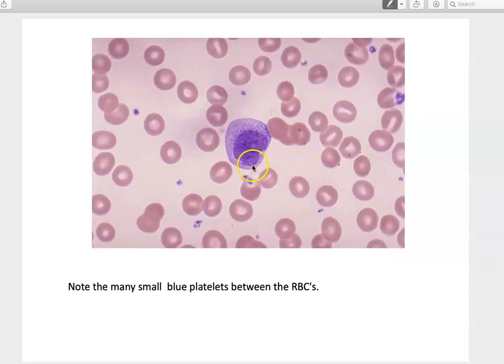Here's another big guy with this C-shaped, or maybe this is what they call a kidney-shaped nucleus. Pay no attention to the granules. Looks like granules in the back here, but those are not granules. This is a monocyte. He has no granules in his cytoplasm. But the other thing to look at on this slide is, what are all these little dots in the background? Those are all platelets.